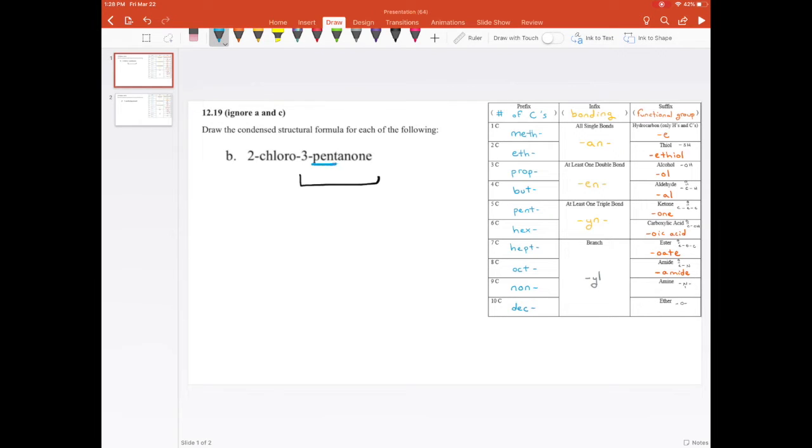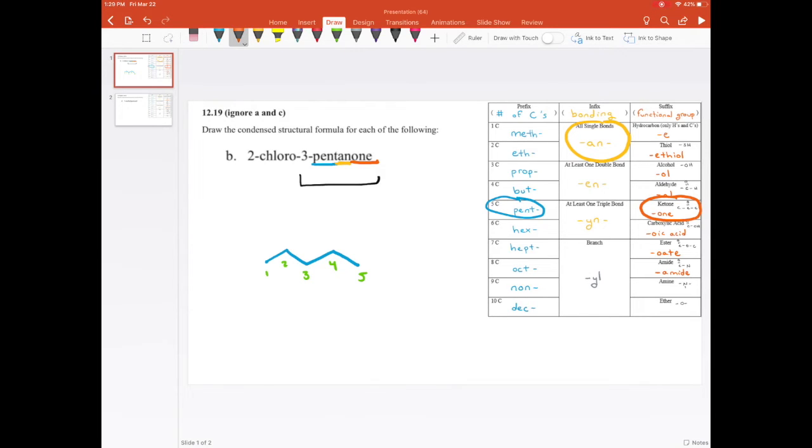Now, we have the prefix pent, and that means we have 5 carbons. So draw a dot, that's 1, 2, 3, 4, 5. And it's always good to number those so you know you didn't draw the wrong amount, and also so you know where things attach. So pent. Now between those carbons, it's going to be all single bonds because the infix here is AN. The suffix is ONE. That's the suffix for a ketone.